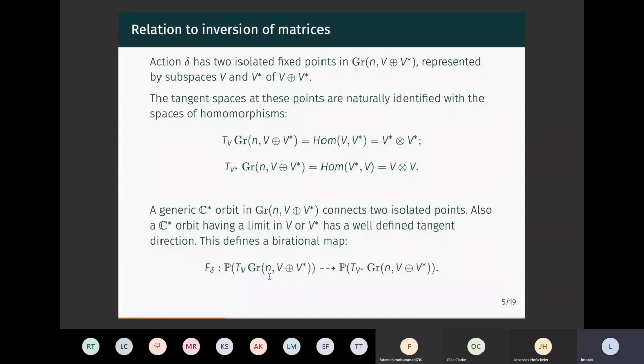Okay, so let me just notice that this map is birational, because a generic orbit has two limits, at two isolated fixed points, but there are non-generic orbits which can start in one isolated point but can have another limit, not go all the way to the other isolated point, but stop somewhere in the middle, and that's why it has some indeterminacy locus as well.